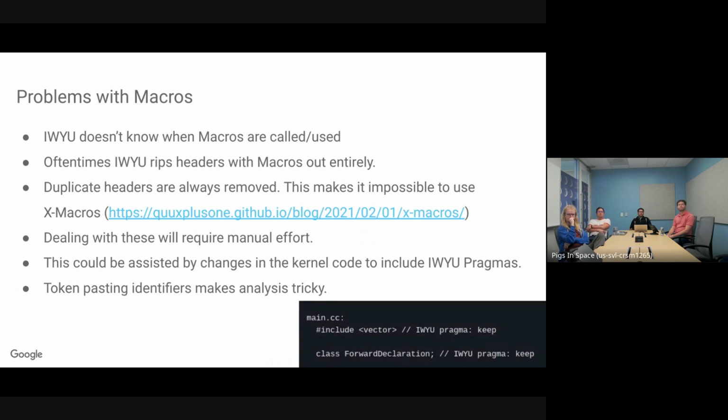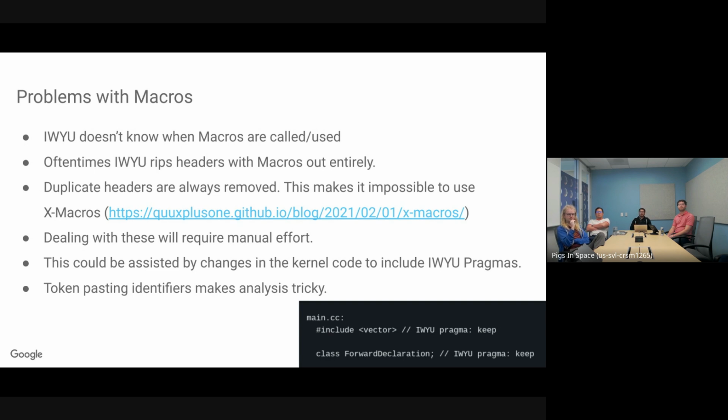Another problem we run into is macros. So include what you use doesn't know when macros are called, and sometimes it just rips out macros entirely because it doesn't understand where they're being used. So the way we resolve that, it requires a little bit of manual effort, but you can use pragmas to sort of say, if you see this file, if you see this line, just keep it. That requires us sort of putting pragmas all across the kernel, which some people are probably not going to be okay with. So there are other ways of getting around this.